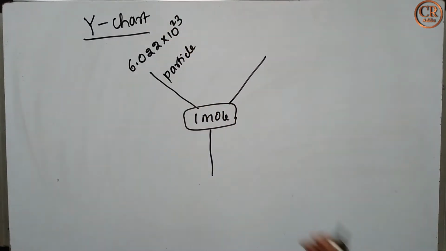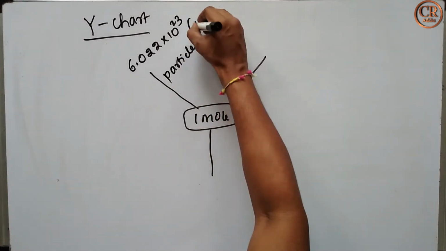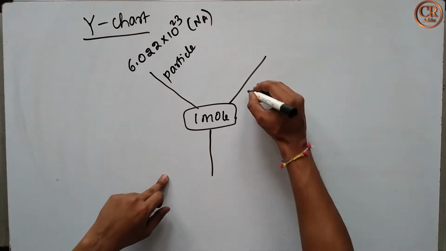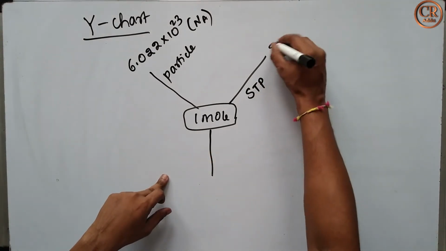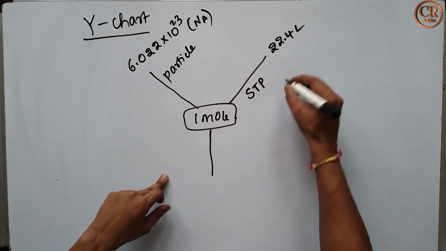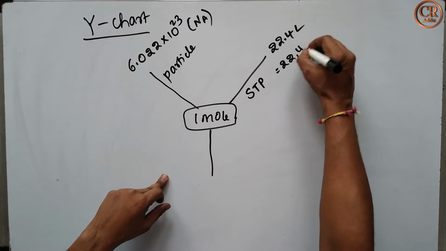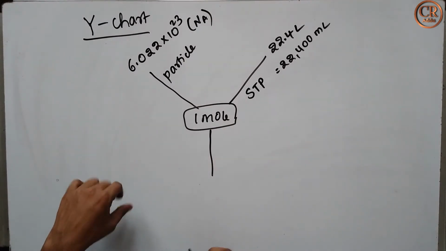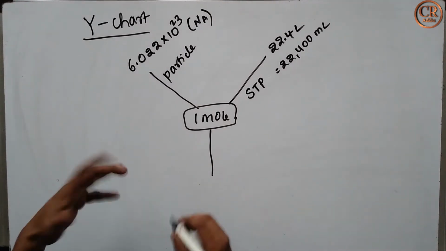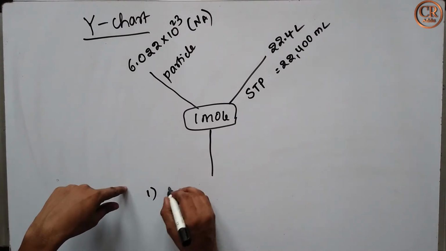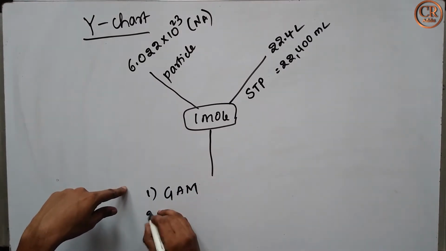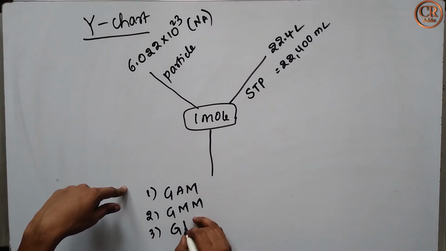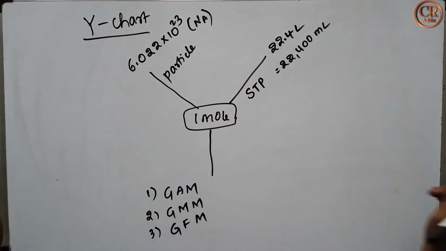1 mole of anything contains Avogadro number of particles. Avogadro's number is represented by Na. 1 mole of any gas at STP occupies 22.4 liters. This is also equivalent to 22,400 milliliters. Now here 1 mole of anything weighs, the weight is equal to either gram atomic mass or gram molecular mass or gram formula mass. Remember here mass and weight are both same.